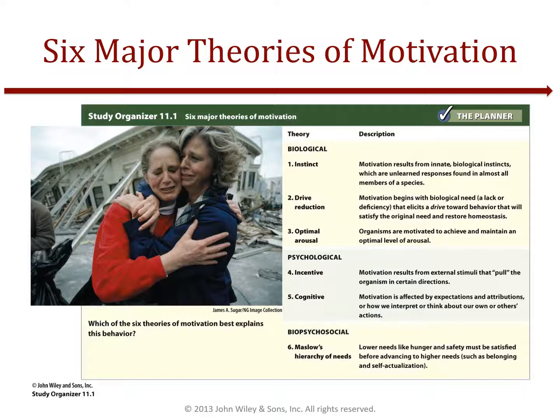The second one is cognitive. This type of motivation is basically affecting our expectations as well as our attributions. It looks at how we're interpreting or thinking about not just ourselves, but the actions of others.